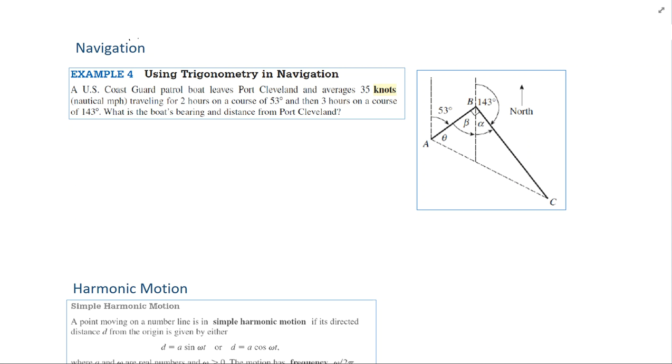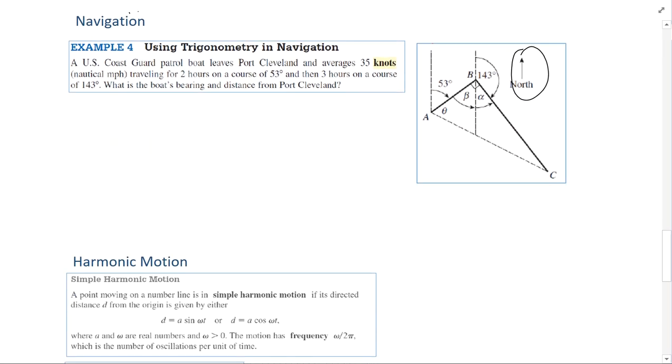When we say bearing, we're talking about from north. These vertical lines here represent north. So when we say a course of 53 degrees, we're going 53 degrees from that north, and then 143 degrees from that north later.